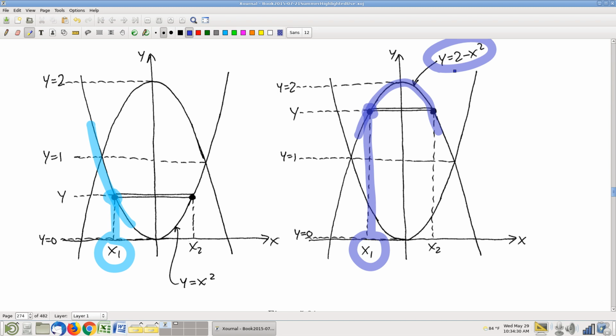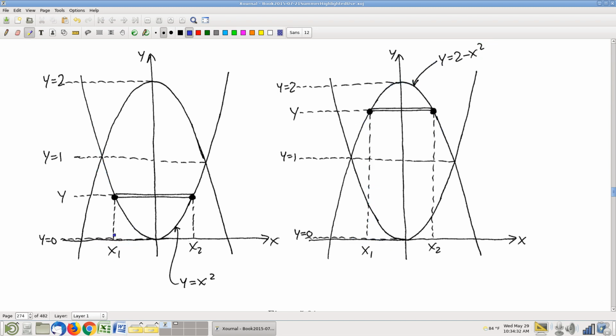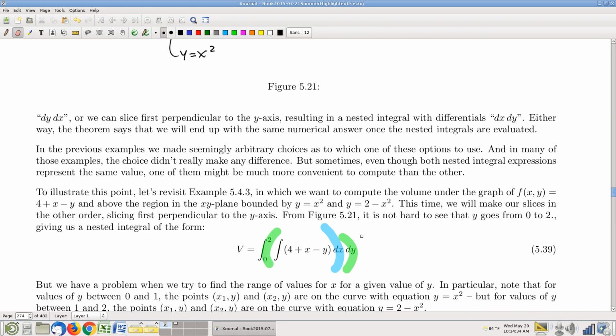Well, the answer is you can't use either one as I have it set up. I can't proceed allowing y to be thought of as simply going from 0 to 2. Because of that too broad a range of values of y, I get conflicting answers for what to put in my x bounds. I've got to break it up into 2 separate integrals.